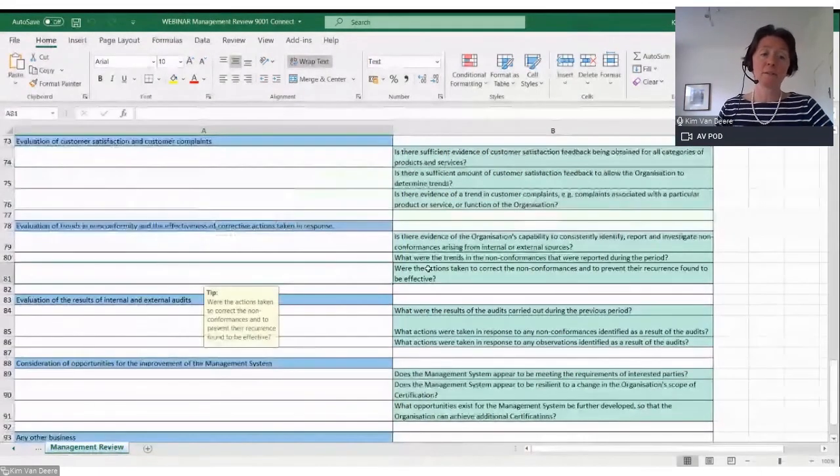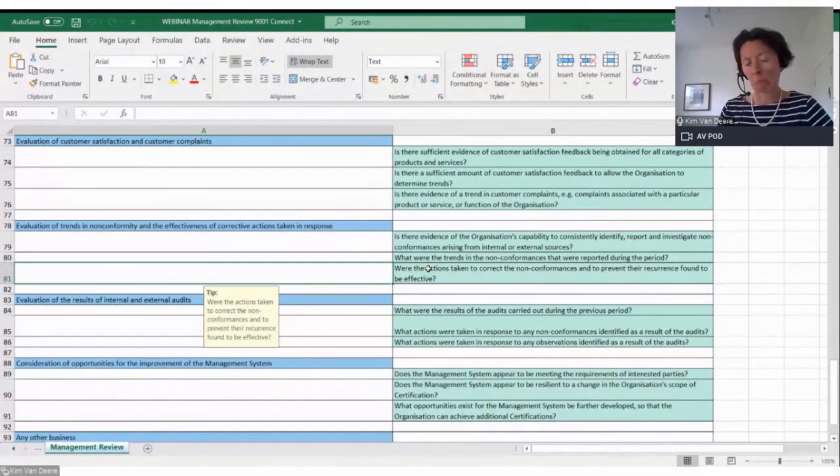So thinking about trends in non-conformance and the effectiveness of corrective action. When problems arise, do we do the right things to fix them? Over time, broadly, are we fixing problems such that they stay fixed or not?